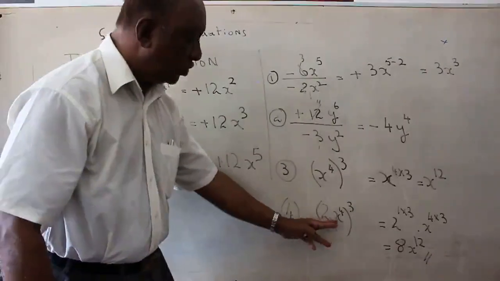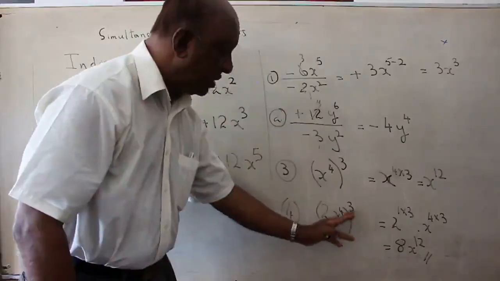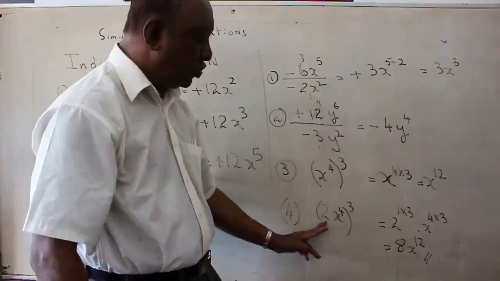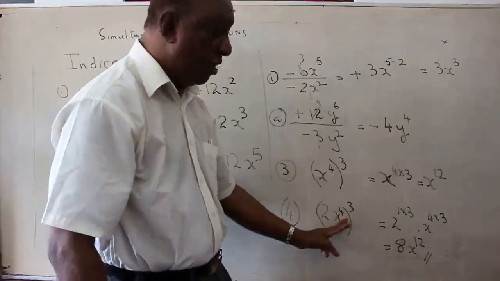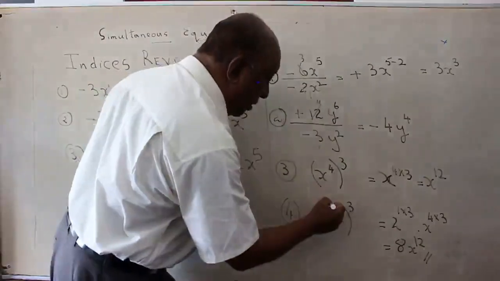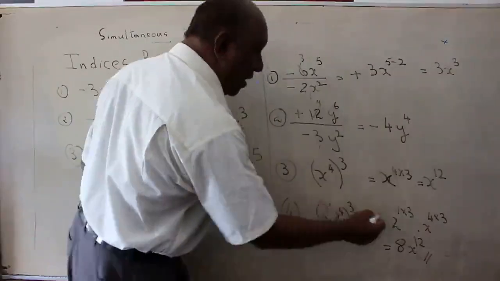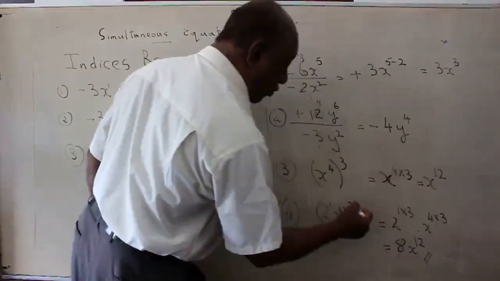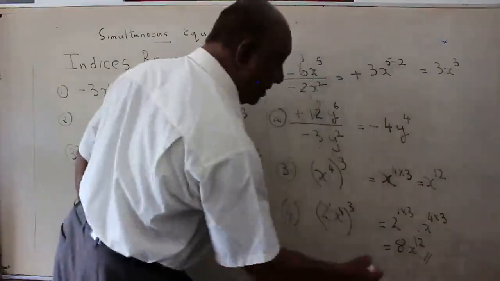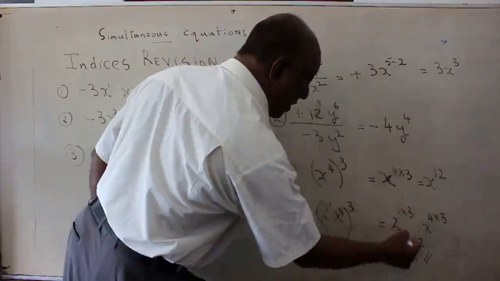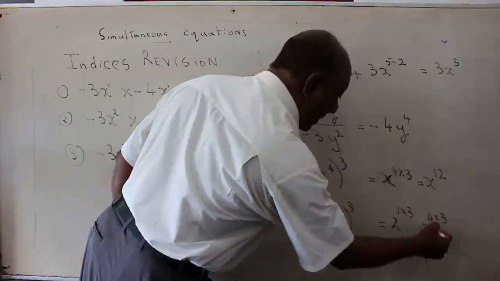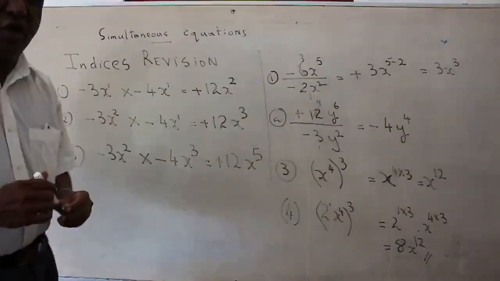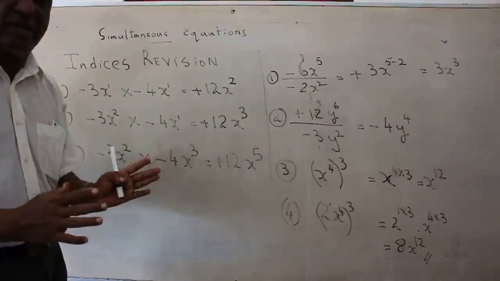Number 4. 2x to the power 4 brackets to the power 3. This power influences the 2 as well as the x to the power 4. What is the power here? 1. So 3 into 1, 2 to the power 3 into 1 here. X to the power 4, you multiply 3 into 4. Here you get 2 to the power 3, answer is 8. Here you get x to the power 4 into 3, which is 12. That's the answer. So this gives a quick revision of the indices which is necessary for your simultaneous equations.